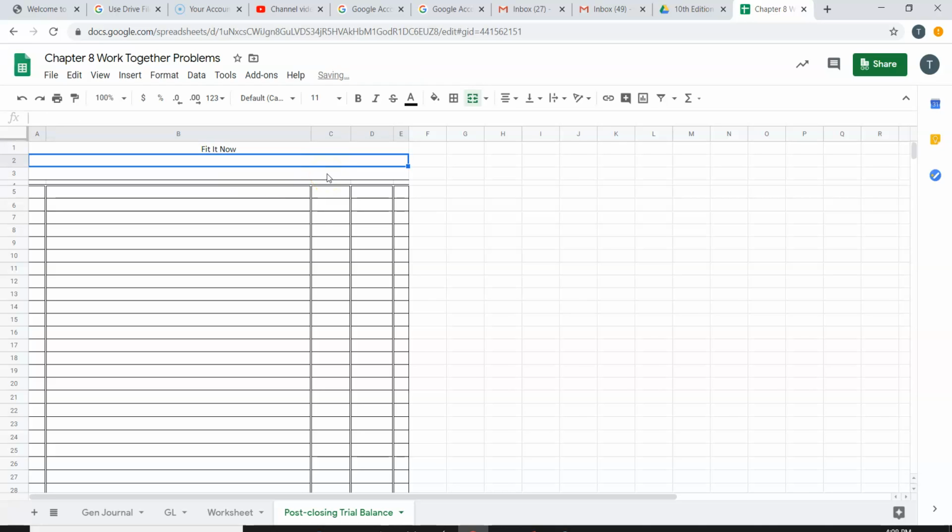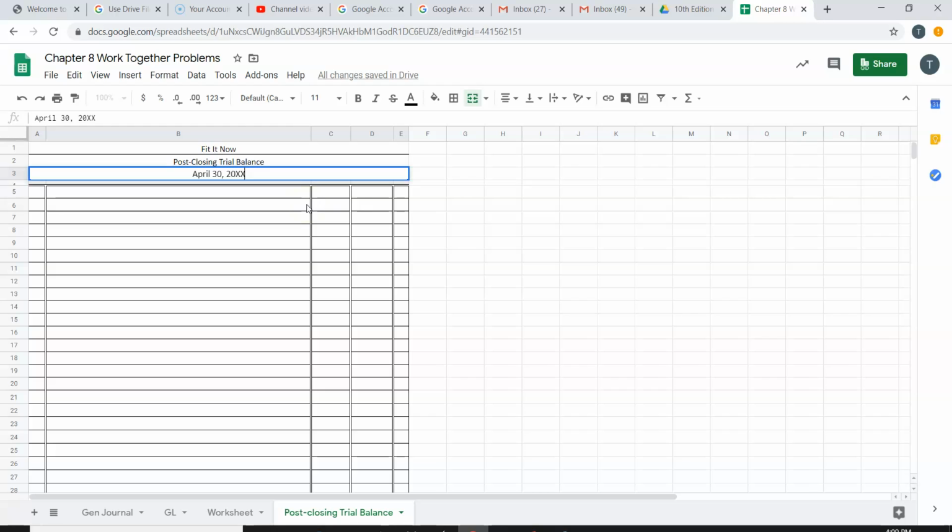Next line is telling us what we're looking at. So this is a post-closing trial balance. The fact that it is a trial balance indicates that we will have debits and credits. And then you put the date. You don't put for month ended. This would be for a specific date. So it's April 30th, comma, I put 20XX.